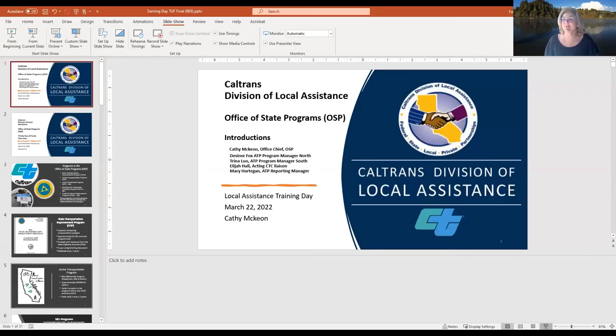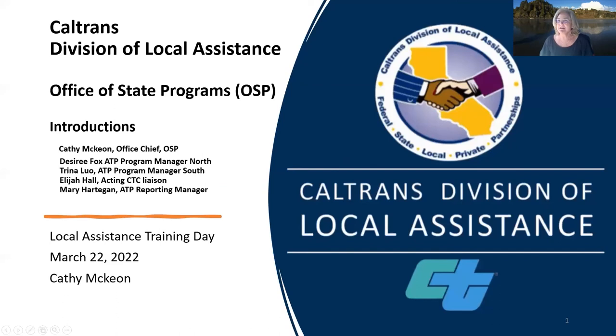All right, Office of State Programs. Let's do this. Look, we got a whole group here with us today. Good afternoon, everyone. Desiree, I'm asking you to put the PowerPoint up. Thank you. So my name is Kathy McKeown. I am the office chief for the Office of State Programs, and with the Division of Local Assistance, I wanted to thank everybody for taking the time today. I know it's beautiful outside, so it's hard to stay engaged, but I appreciate your hanging in there.